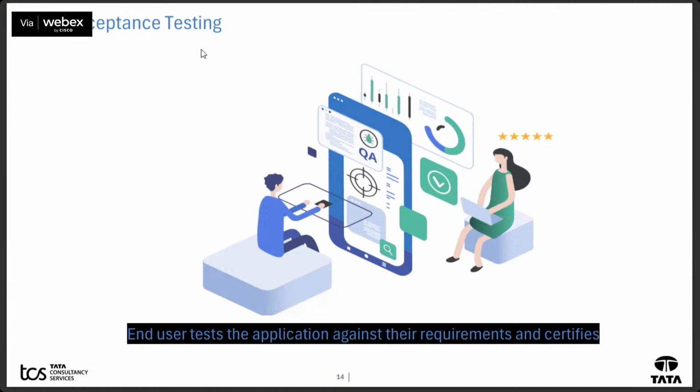So they are the ones who would be doing the verification and then sign off, and only then would the application go into production. Depending on the type of organization, there are various steps involved before it can actually go into production.